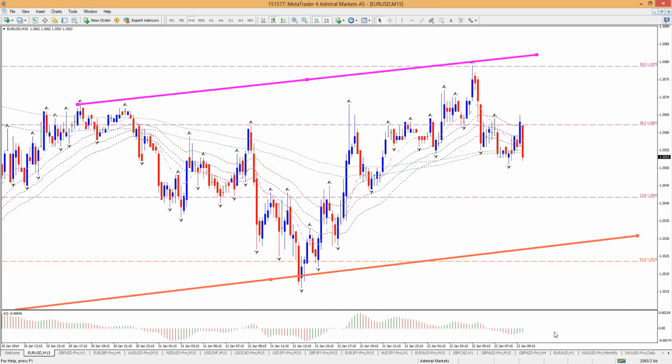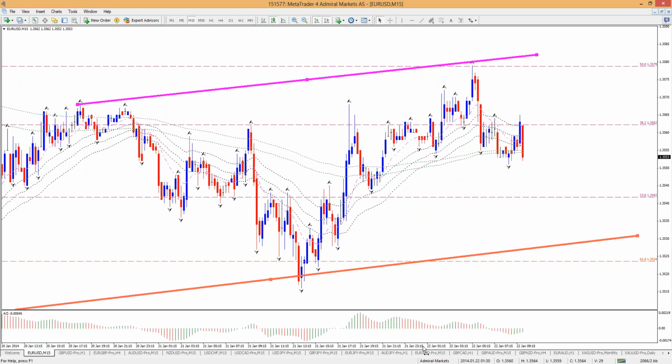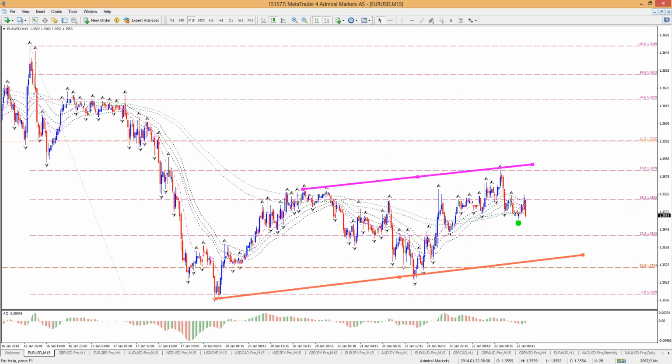Let's take a look at the 15. What we basically need is for the 50-minute world to be in a downtrend. We can see that's not the case as yet. Everything is still pointed up. Price is still in the moving averages.